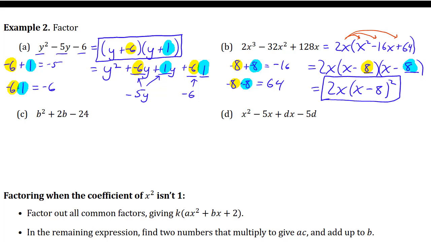All right, let's look at this one. So, same idea here. We're going to have a binomial with b and another one with b, because I know these are going to multiply together to make that b squared part. And then we're going to have two numbers here.